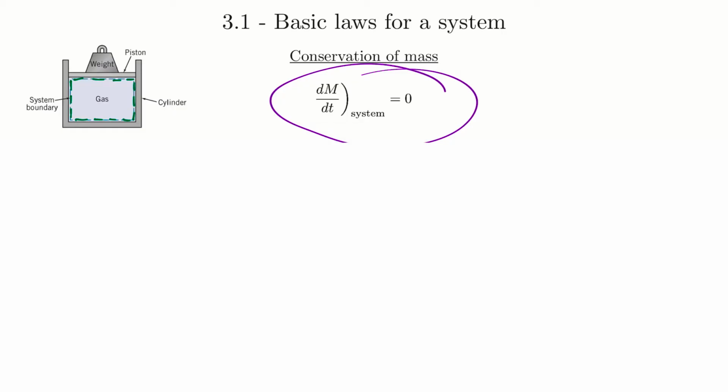Well, we know system is defined as a quantity of mass, and you can't have any mass crossing the boundary, so there is no change in mass over time. That's how it's conserved. It can't be created or destroyed, so that is equal to 0.